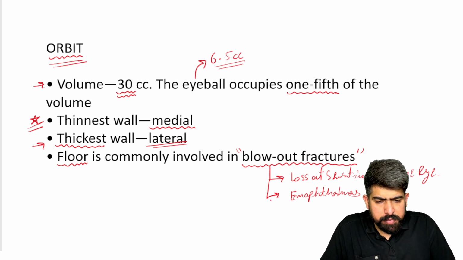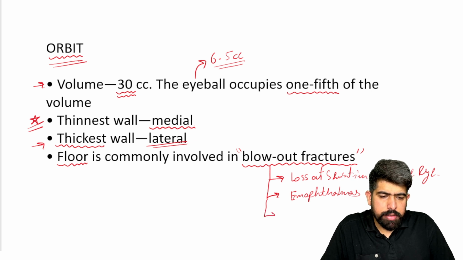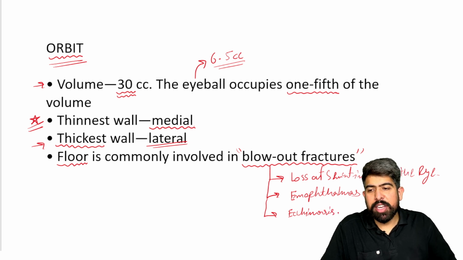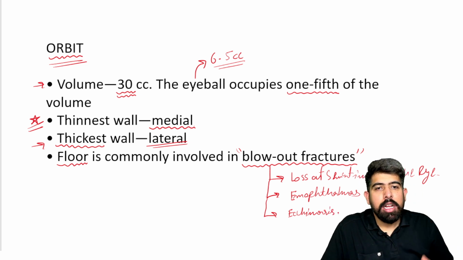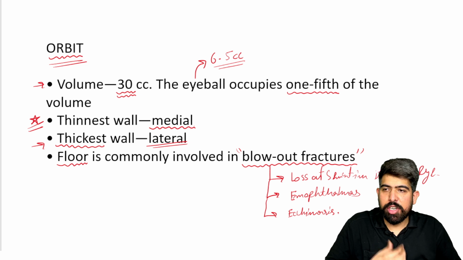And also we have the ecchymosis. Ecchymosis will be there. What is the meaning of ecchymosis? This eye will have an accumulation of blood. Accumulation of the blood will be there.